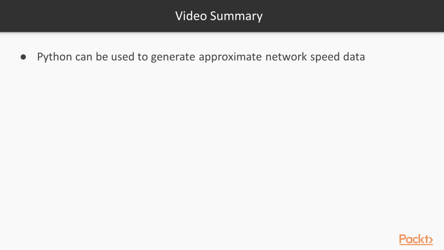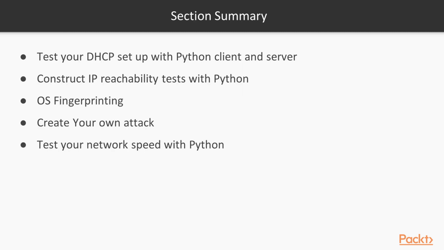In summary, in this video, we used Python to generate approximate speed data for us to look at and to test our end-to-end network speed. In this section, we went over several testing and security modules that we could use for our purposes. First, we looked at how we could test the DHCP setup with a Python client and server. We constructed IP reachability tests with Python. We used OS fingerprinting. We created our own attacks. And lastly, we tested our network speed with Python.